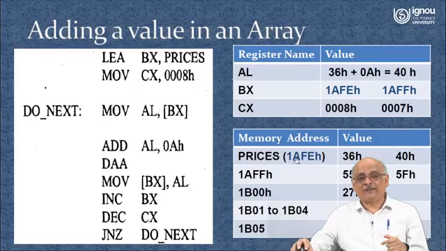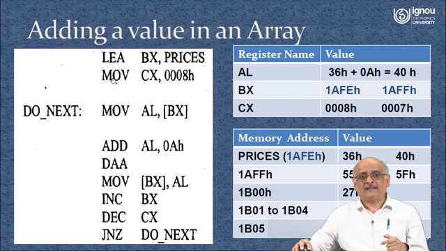Now the effective address, what is the effective address of the prices location loaded into BX? 1AFE. So what is going to be the result? The BX register will be loaded with 1AFE in hexadecimal. And what does that location contain? 36H. So the first statement, load effective address, will load the BX register with this particular value.